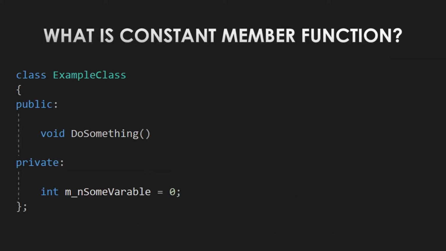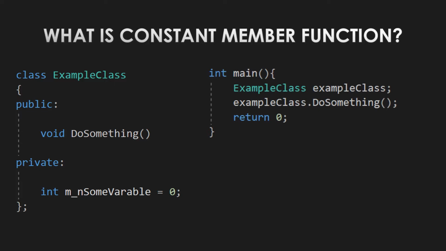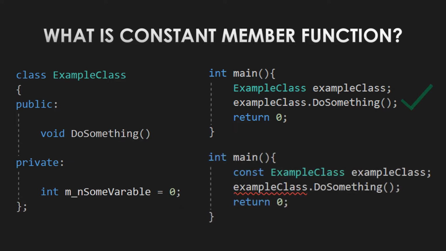An object of the class can be created either as a normal modifiable object or as a constant non-modified object. If the object is not a constant object, it can call any functions, no matter whether the function is constant member function or normal member function. But if the object is declared as a constant object by using const keyword, then you cannot call any of the normal member functions using the object.